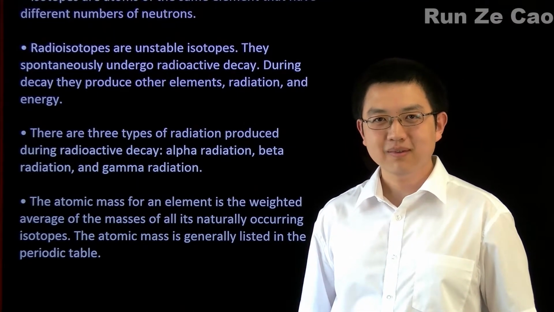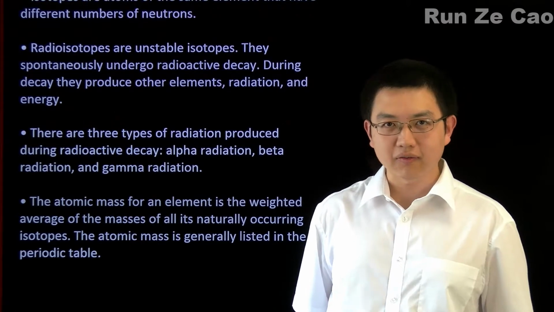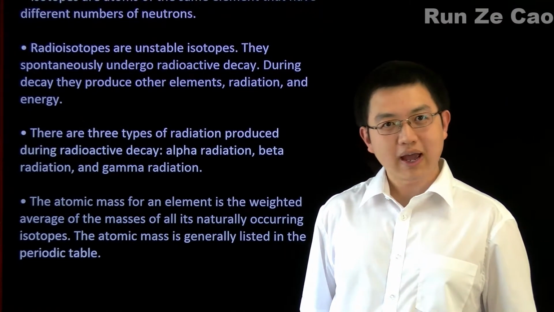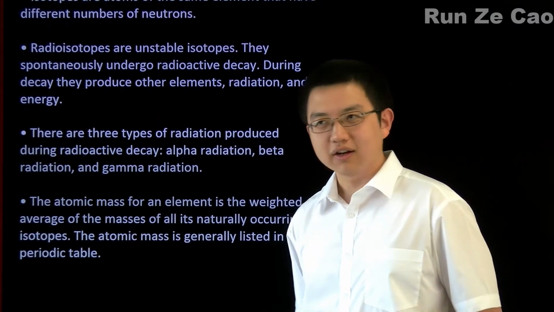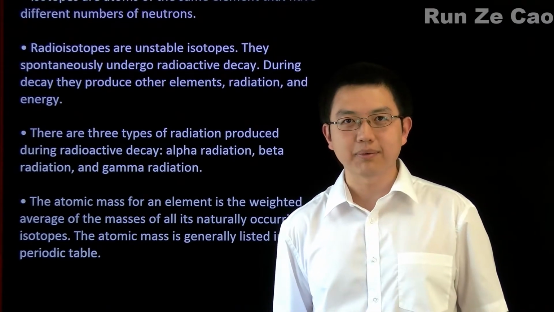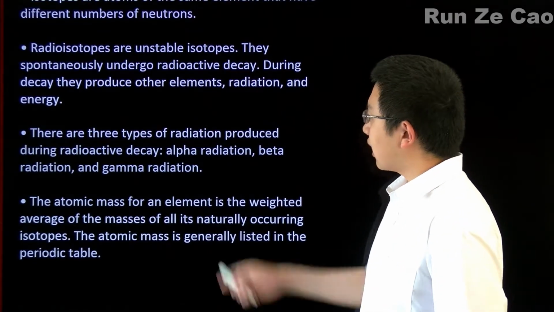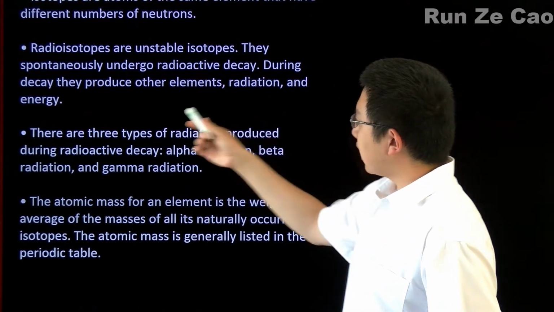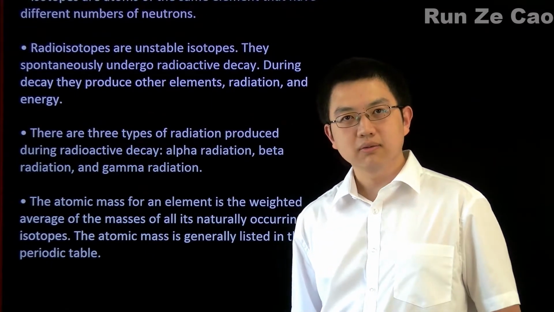So if they're unstable, we call them radioisotopes because they are radioactive. Why were they called radioactive? Because somebody put their radio too close to their sample and discovered that it kept on getting interrupted by static. Now, during decay, they produce other elements, radiation, and energy, not necessarily in any particular combination.